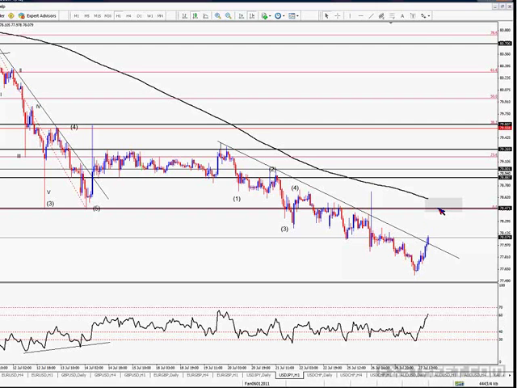But beyond that, I would refrain from my bullish outlook beyond 78.50 at the moment. Okay, so that's the dollar yen.